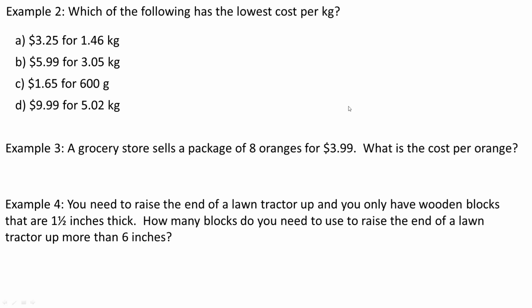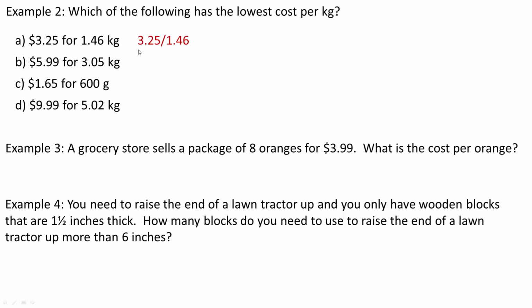Example 2, which of the following has the lowest cost per kilogram? So here's one. It is written as a multiple choice question. When it says cost per kilogram, that's telling you to take the dollar amount. Per means to divide by the number of kilograms. So that's what that's telling you.